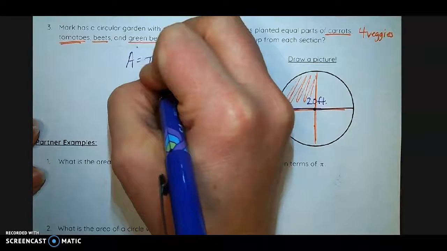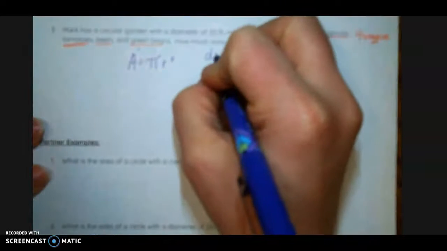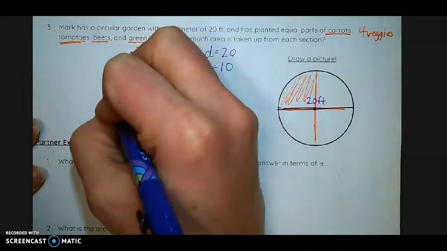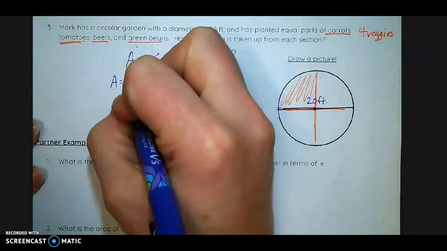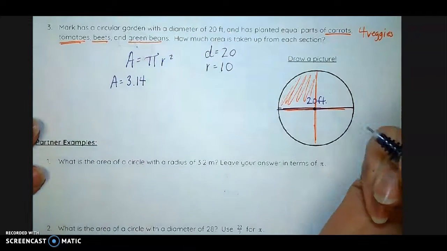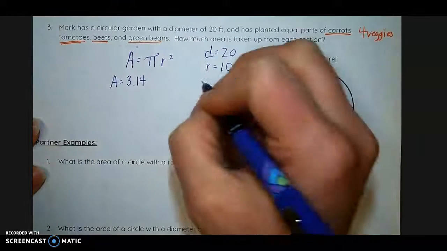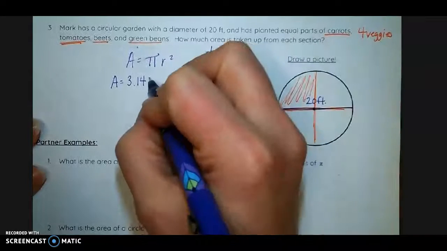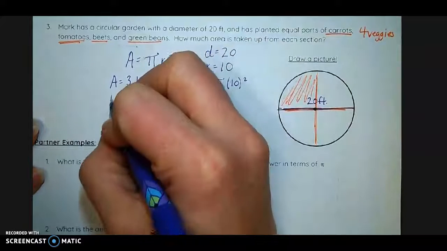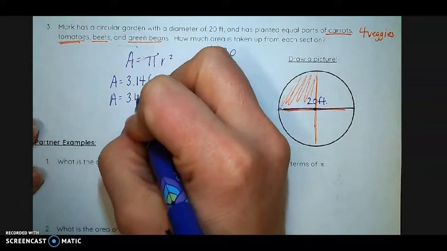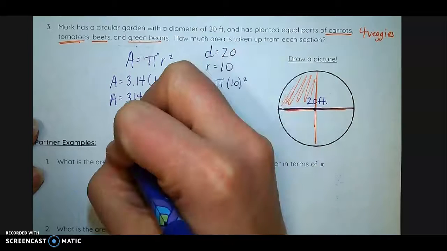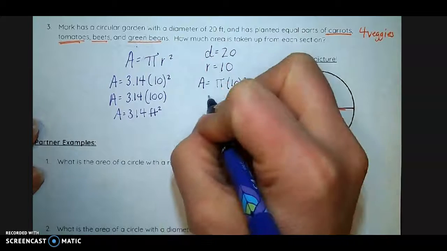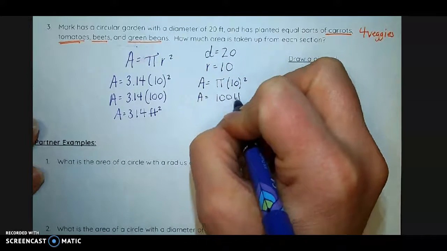So the area is pi times the radius squared. So again, I have the diameter of 20, which means that the radius is going to be half of that, which is 10 feet. So area equals, and they didn't tell me what to use for pi. If they don't tell you, you can either use 3.14 or you could leave it in terms of pi. I'm going to show both. They're both going to be multiplied times 10 squared. So 3.14 times 100, which is 314, and that would be feet squared. And this one would just be 100 pi.